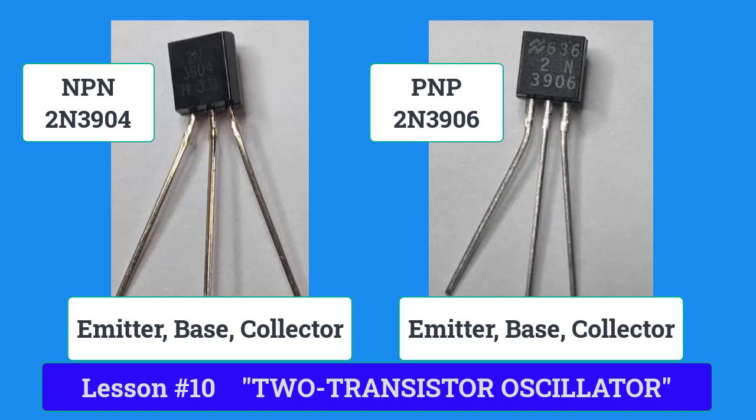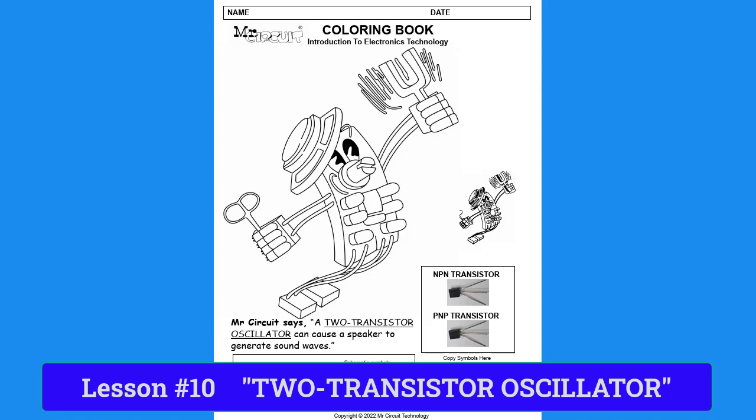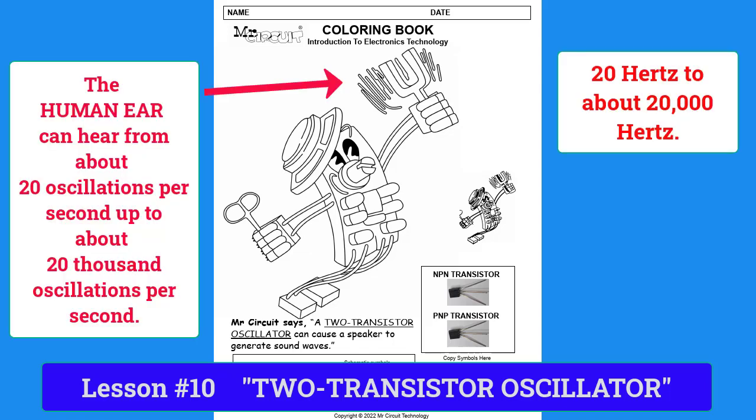On page 10, you see that the Mr. Circuit robot has caused a tuning fork in its left hand to oscillate by hitting it with the hammer that it has in its right hand. A two-transistor oscillator actually does something similar by creating an oscillation. This oscillation can be very slow or very fast. Generally, the human ear can hear oscillations from about 20 oscillations per second up to about 20,000 oscillations per second.